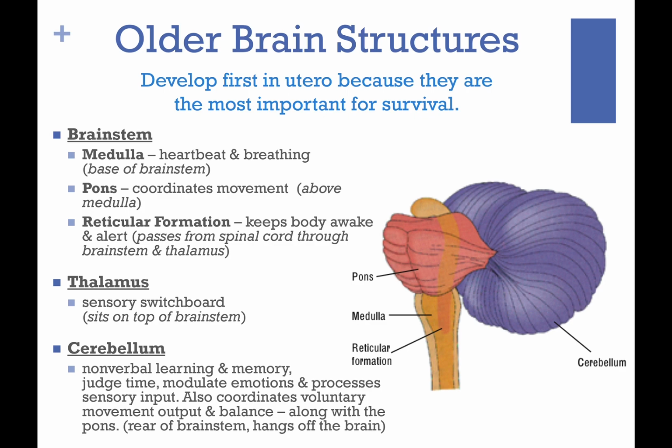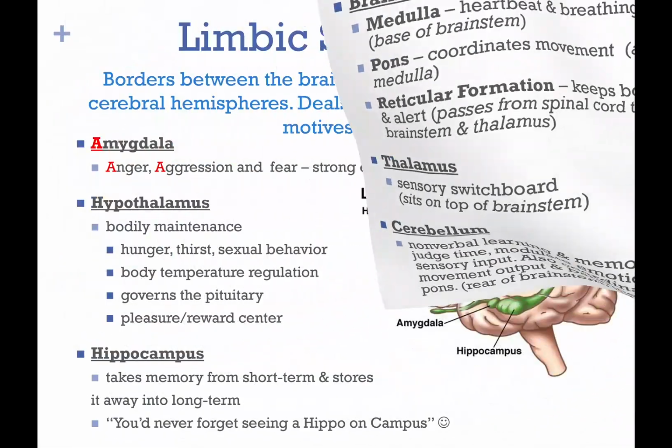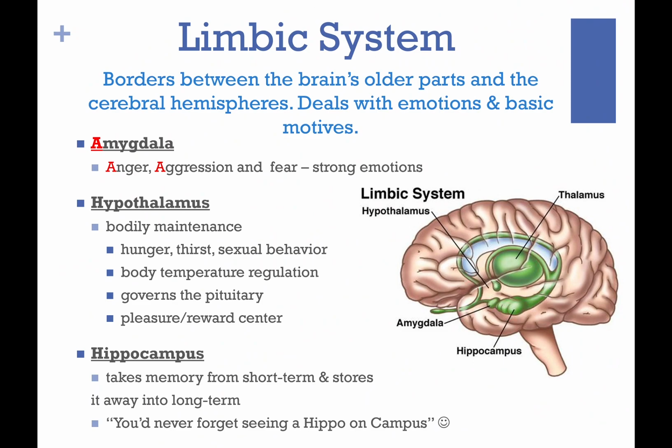Right? So the cerebellum is hand-eye coordination. It's going to be voluntary movements and things like that. The limbic system we talked about, the amygdala is fear and aggression. The limbic system is the middle brain.